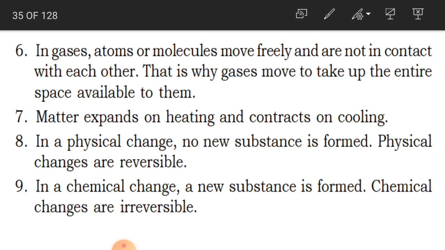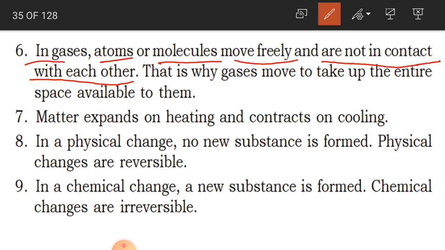And in gases, atoms and molecules move freely and are not in contact with each other. So in gases what happens? They move more freely than in liquid form. They do not contact each other, whereas in liquid they are in contact with each other. So you have to remember this.